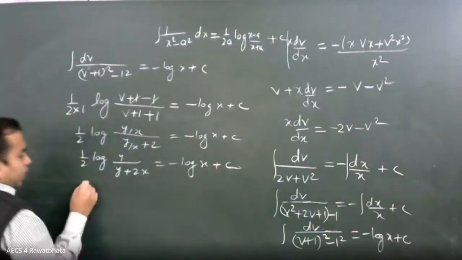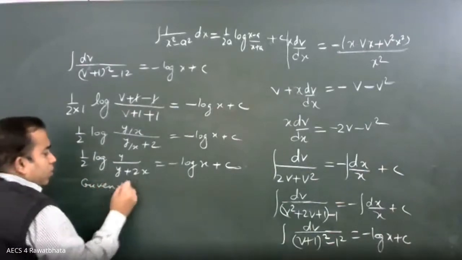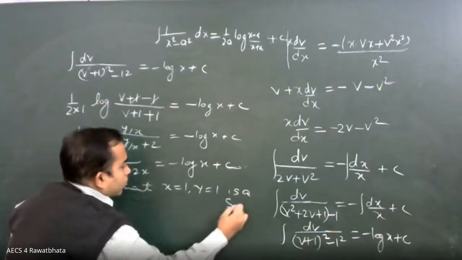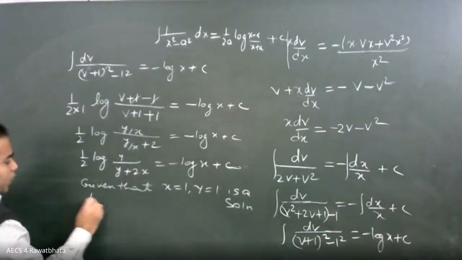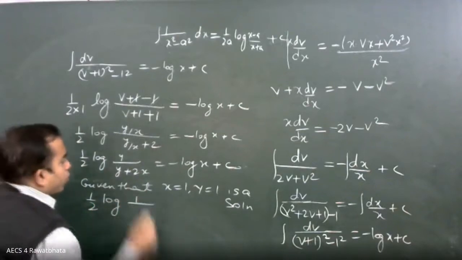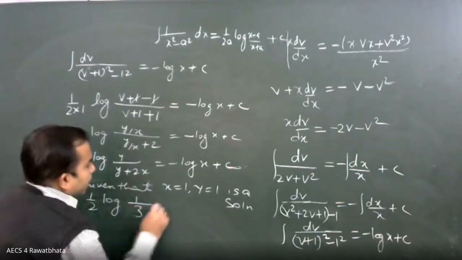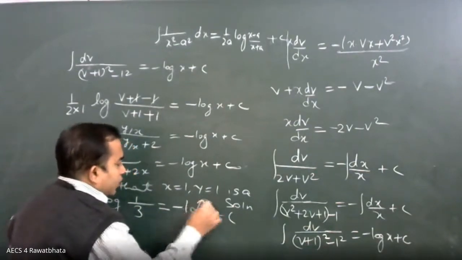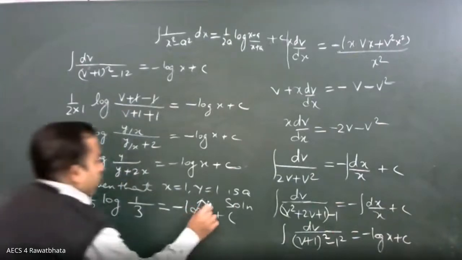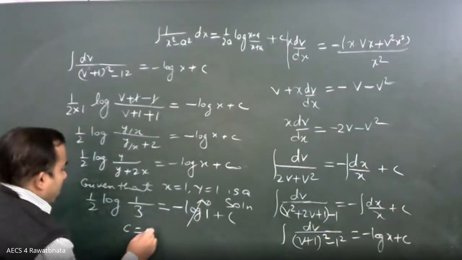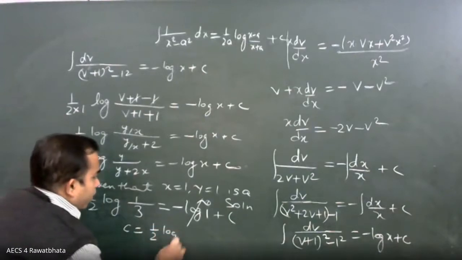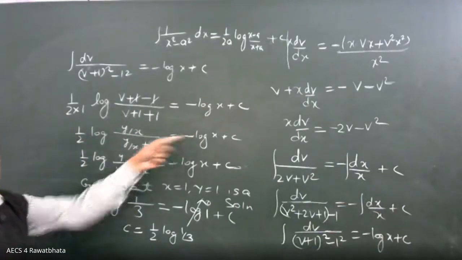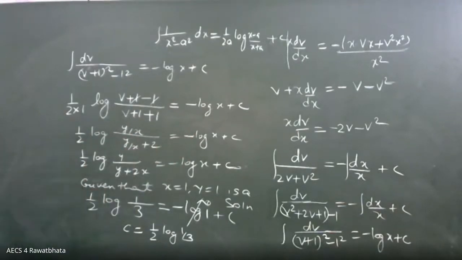Yes, now it is given that x equal to 1 and y equal to 1 is a solution. So substituting, half log of 1 upon 1 plus 2, that is 3, equal to minus log 1 plus c. You should know log 1 is 0. Okay. So c equal to half log 1 upon 3. And put the value of c here again and declare it as the final answer. Students, check the answer, please.